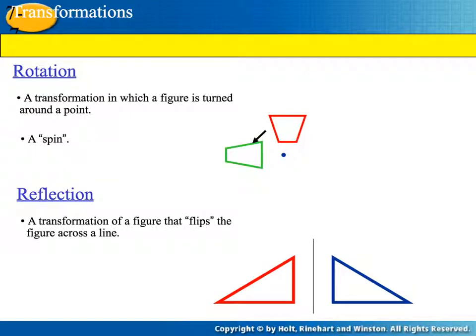Next, we have rotation and reflection. Please write these two down. All right, so a rotation is a transformation in which a figure is turned around a point. If you look at this red figure, it's turned to the left, almost like it got turned counterclockwise. It can be turned clockwise or counterclockwise, kind of like you're turning a knob. A reflection is a figure that flips across a line.